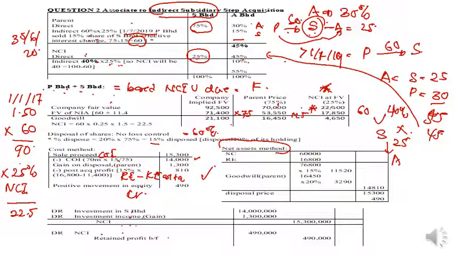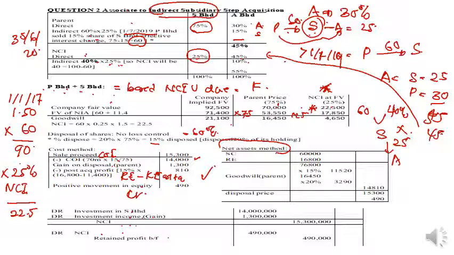Okay, for P and S here, the first thing you need to find is the company fair value. The company fair value here will be based on the NCI value, because NCI here is measured using fair value. So we're going to start with the NCI. Parent has 75%, NCI has 25%, and the net identifiable asset is 71,400. So we start with this NCI to find the value of the company.